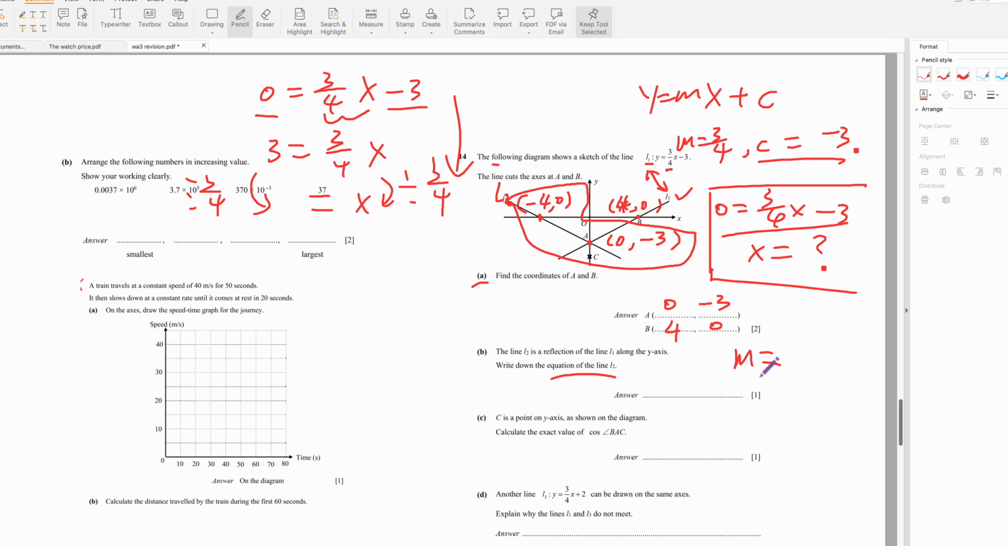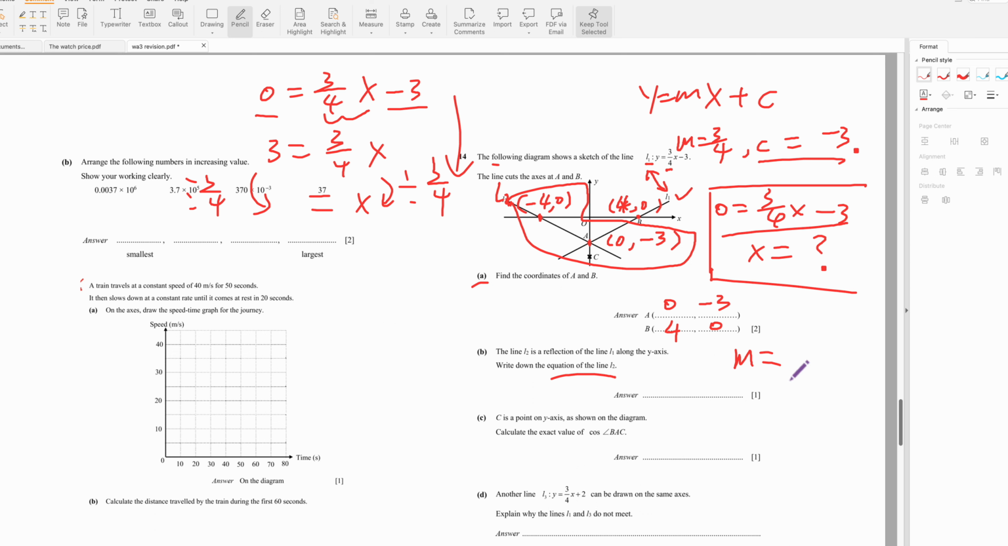So what's the gradient? I'm still calculating. It should be negative. If it's positive, that means you are wrong already. It's negative 3/4. Okay, so should be quite okay. So you just sub in now. So, yeah, negative 3/4, correct.